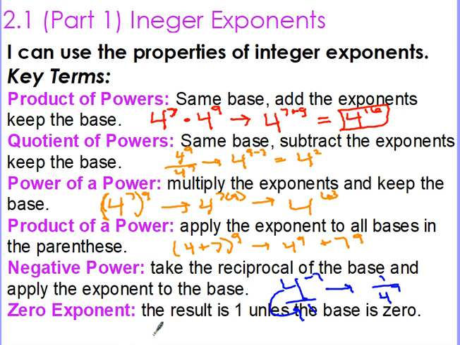And then anything raised to the power of 0 is 1. So if I have 4 to the 0 power, that's 1. 5 to the 0 power, that's 1. 8 to the power of 0, all of it is equal to 1. So these are examples. We're going to go over what I'm talking about here right now.